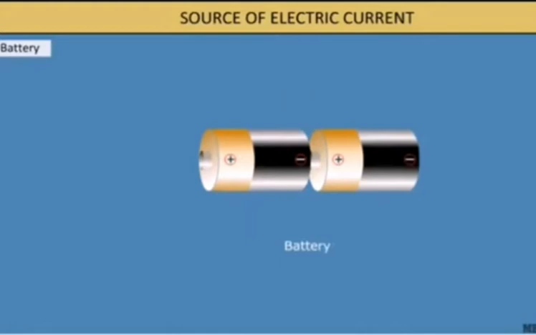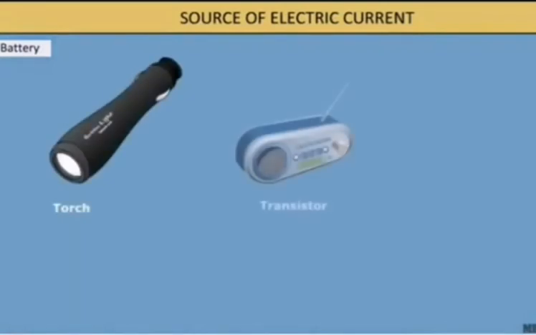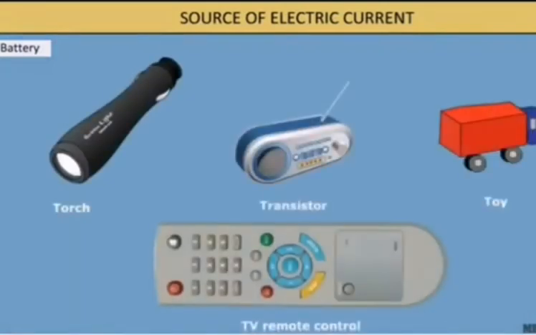Battery. When two or more cells are used to draw an electric current, the combination of cells is called a battery. In a battery, the positive terminal of one cell is connected to the negative terminal of the other cell. Many devices such as torches, transistors, and TV remote controls use batteries.